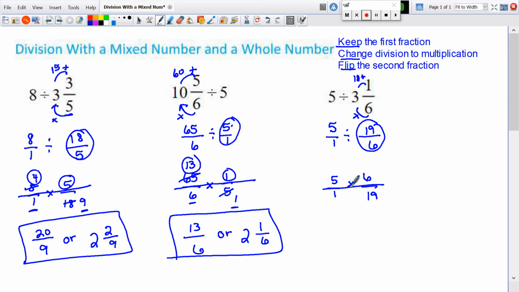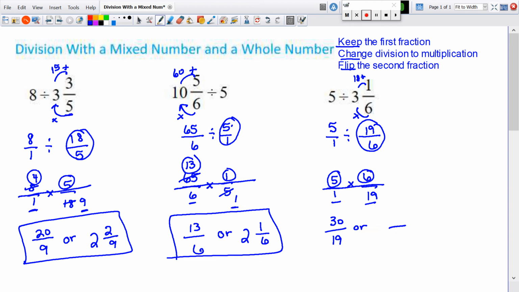We're going to multiply straight across. There's nothing here that can simplify between the numerator and denominator, so just go ahead and multiply. 5 times 6 is 30. The denominator, 1 times 19 is 19.